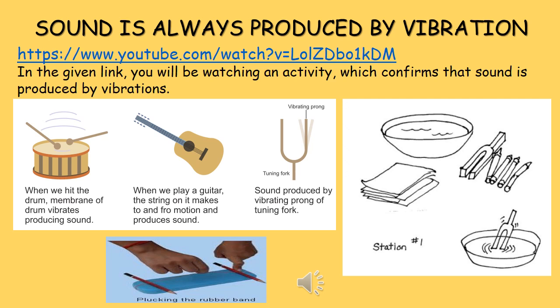Similarly, in the second figure we can see one guitar. In all the string instruments like guitar, sitar, veena and all, sound is produced by the vibration of string. The third one is a tuning fork where the vibration of the prong produces sound.